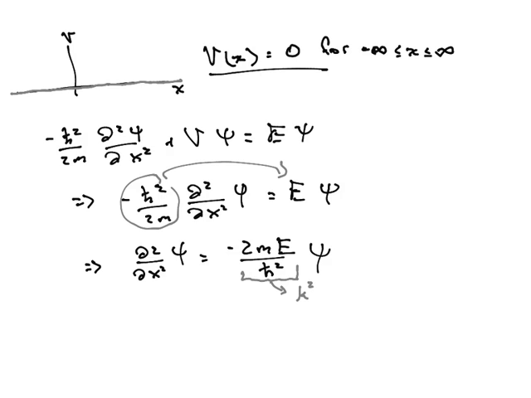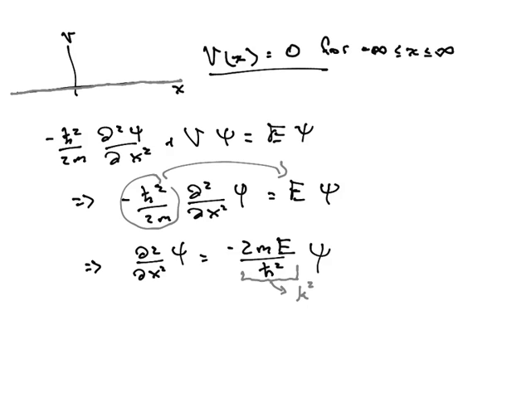Okay, so 2, that's just a number. M, that's the mass of the particle, that's a number. E, that's the energy. H bar squared, that's a number. So all that stuff is just a number. So what I'm going to do is call that number k squared. Okay, not k, but k squared.